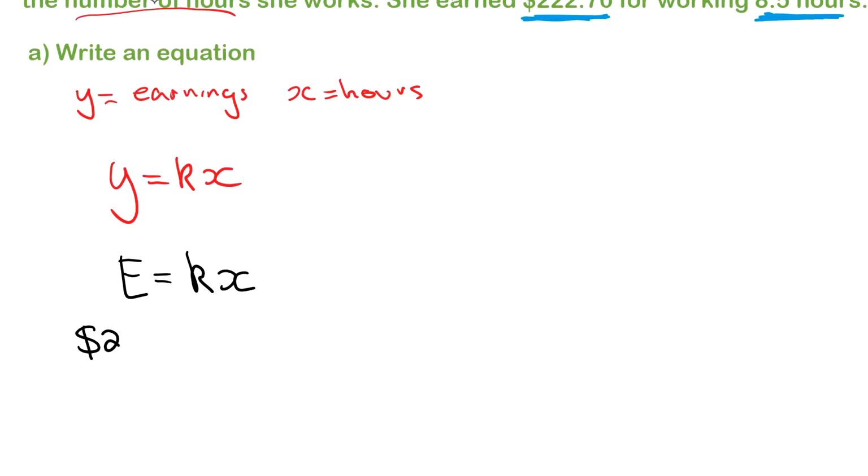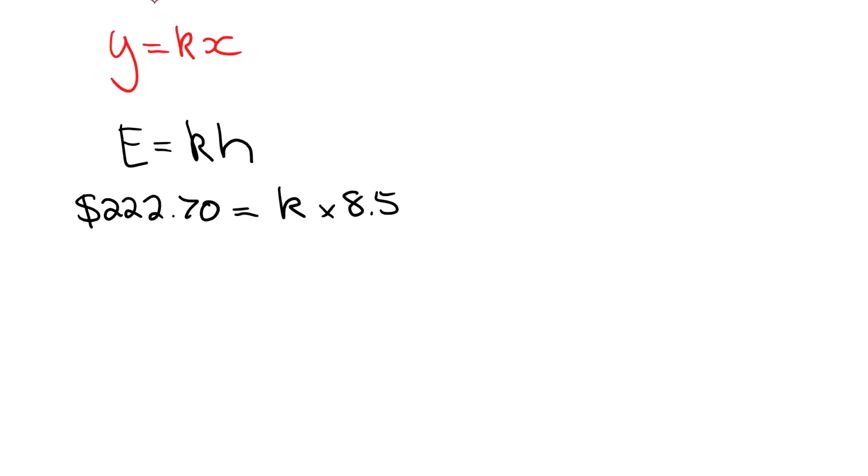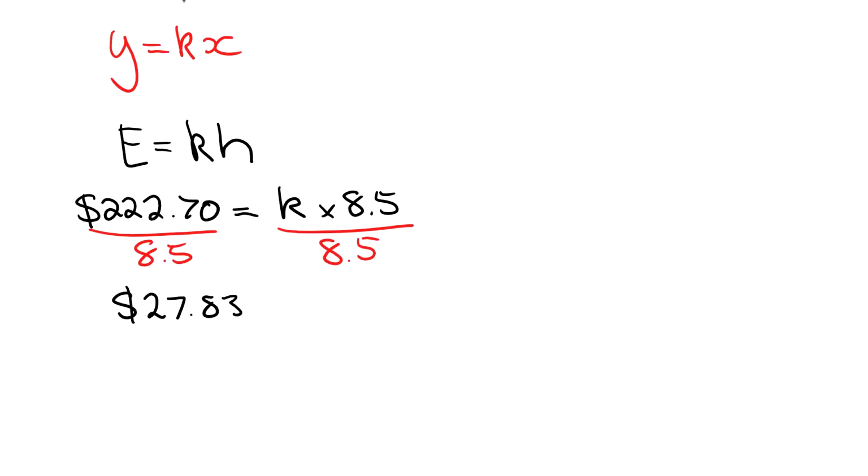So we have 222.70 earnings, and then we have k times 8.5 hours. Now that we've done that, we can do some rearranging. The opposite of multiplication is division, so we'll be dividing by 8.5. And we get 27.8375 equals k. So that's my step 2.